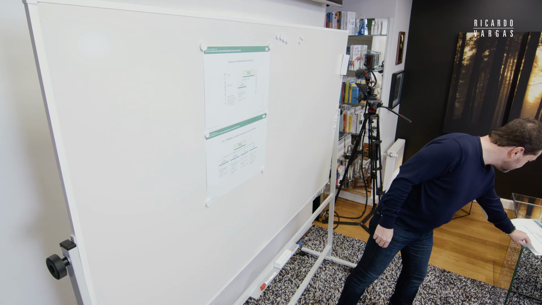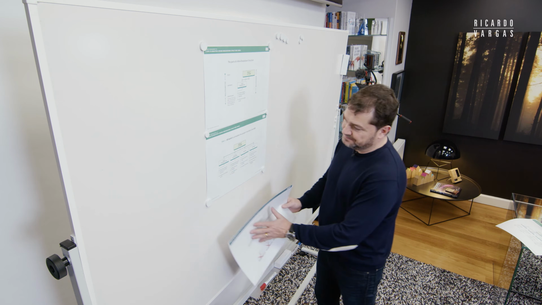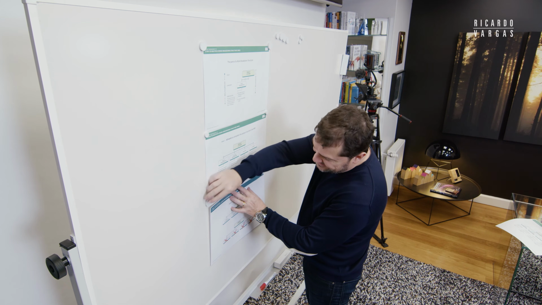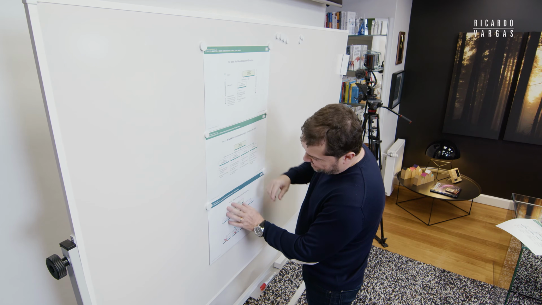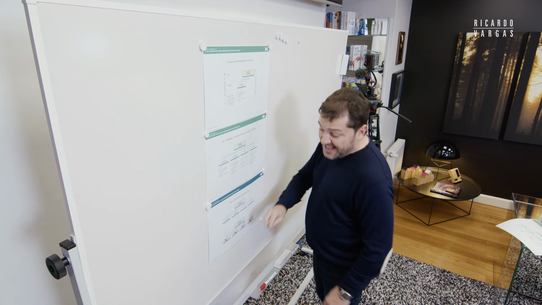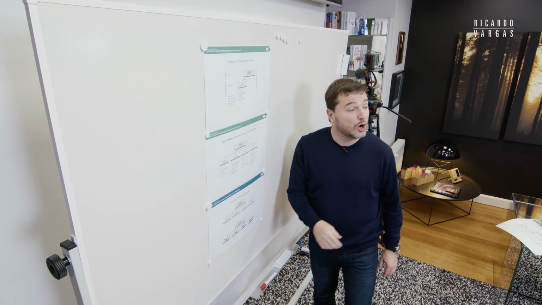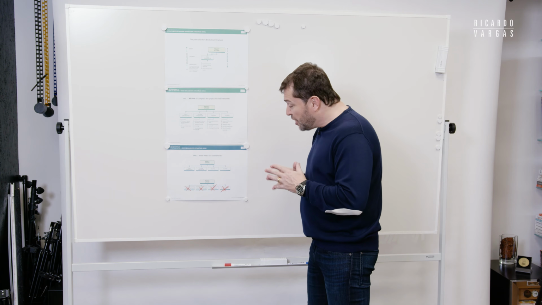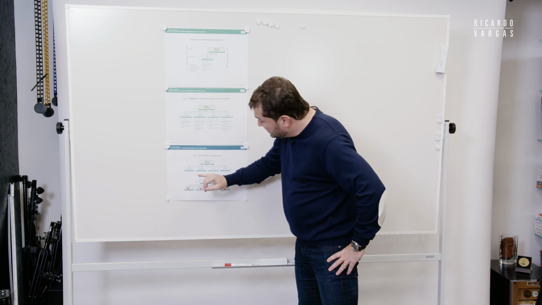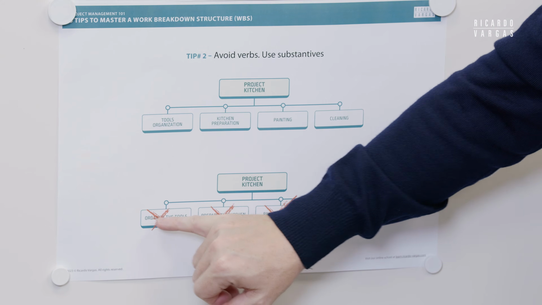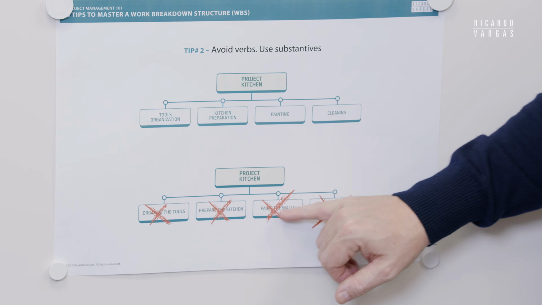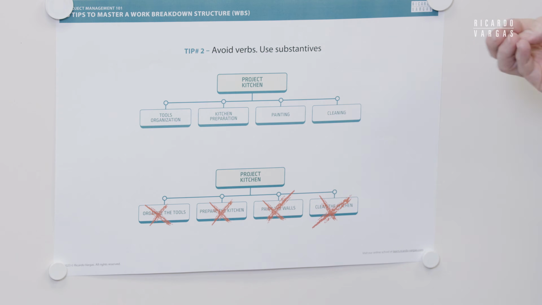Tip number 2 is avoid using verbs. And this is something super interesting that I know people will say, no, this is just a language issue. Yes, but language is what we use to communicate. And if we do not communicate properly, people will not understand. So let me show you. It's tools organization, not organize the tools. It's not prepare the kitchen, it's kitchen preparation. It's not paint the walls, it's painting.